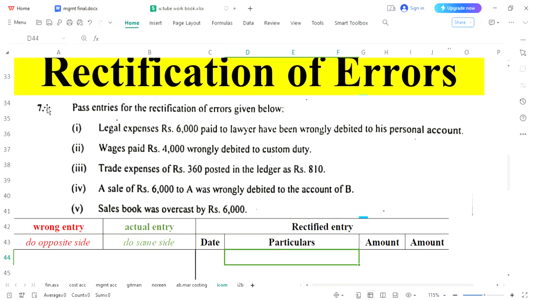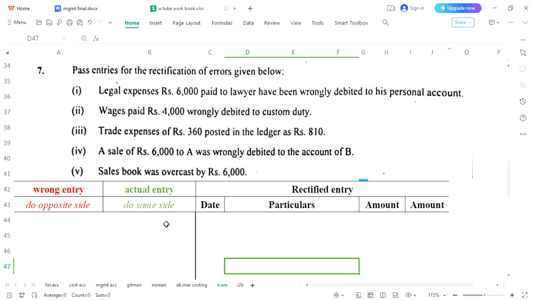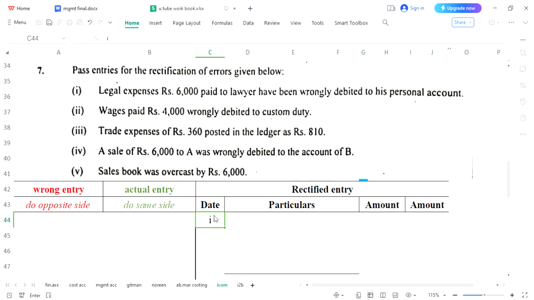Today's target is to solve question number 7. The chapter we are related with is rectification of errors. As usual, 5 entries are present, and I have informed you that these two columns, actual and wrong entry, are optional. You may choose or you may not choose. In your exams, you are required to enter journal entries in the rectified side. That means this journal is required in your question. We are now open to start our question.